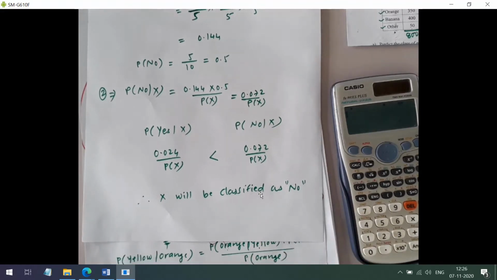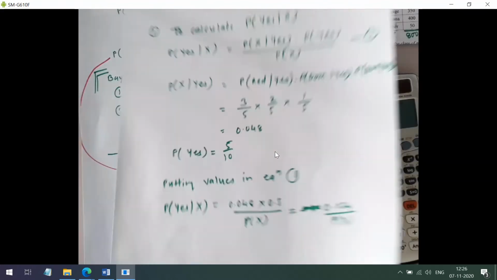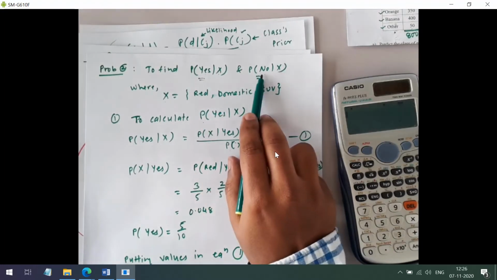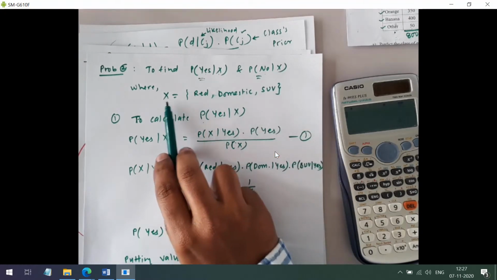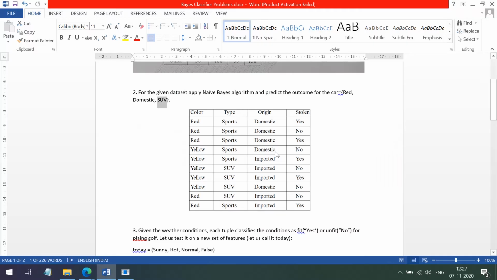Any doubt till now? I think through this problem it is clear. It is only a one page problem. Let us revise what we have. Here we have only two classes, yes and no. X is our given instance. We need to classify this given instance, whose values are red, domestic and SUV. That combination will not be present in the given data. So actually it is a new instance, and we have to predict its label using these values.